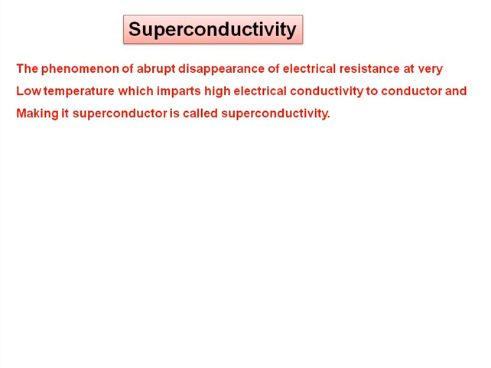The next point we are going to discuss is what superconductivity is. The phenomenon of abrupt disappearance of electrical resistance at very low temperatures, which imparts high electrical conductivity to conductors and makes them superconductors, is called superconductivity. It is a property of metals by virtue of which they lose all electrical resistance and become perfectly diamagnetic below a certain characteristic temperature, called the superconductivity transition temperature.